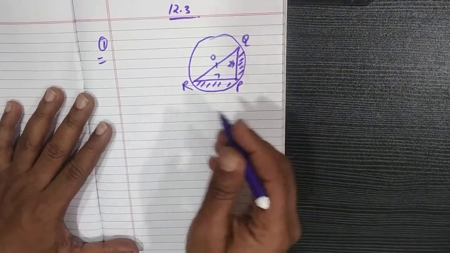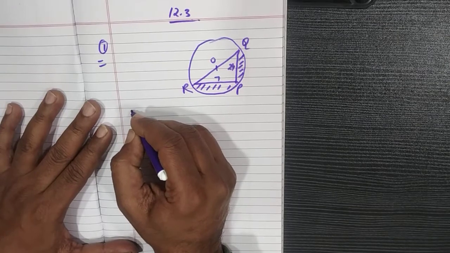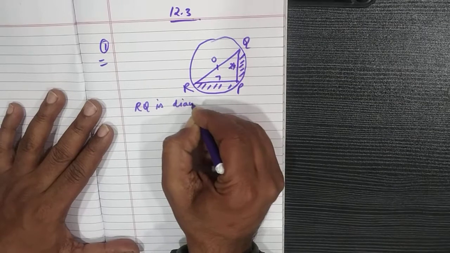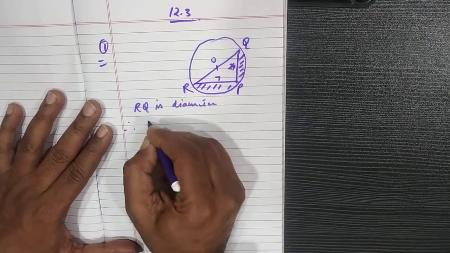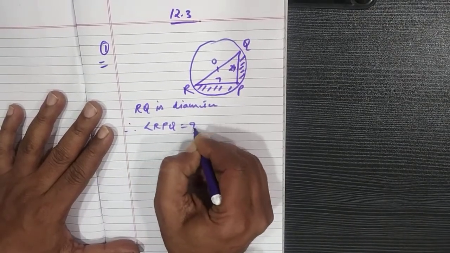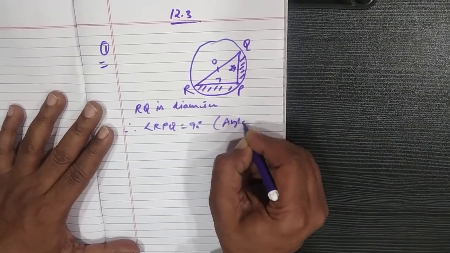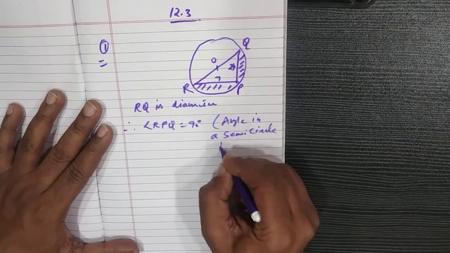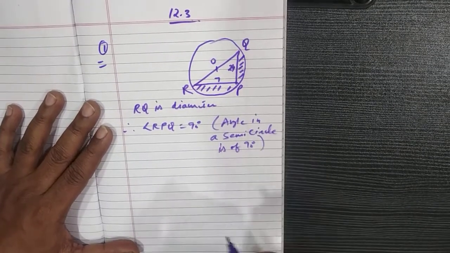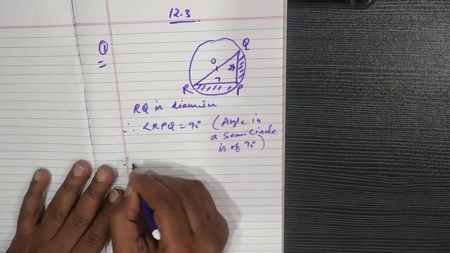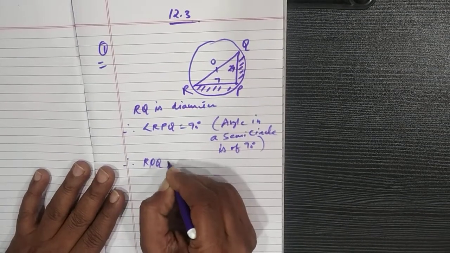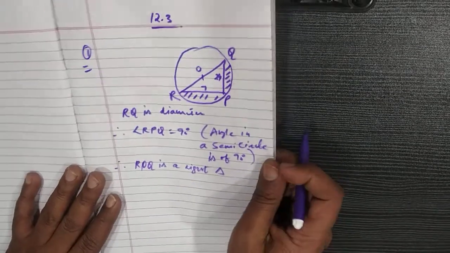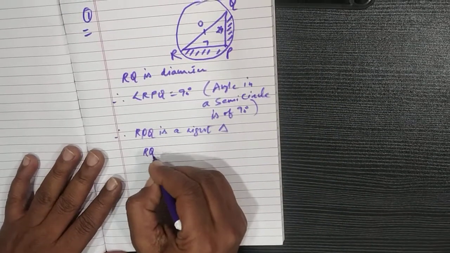First of all, as we know that here RQ is a diameter, therefore angle RPQ is 90 degrees because the angle in a semicircle is 90 degrees. So RPQ is a right triangle. When it is a right triangle, you can find RQ by the Pythagoras theorem.